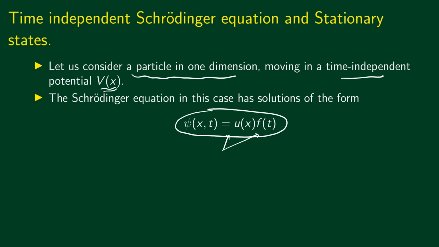So we are trying a solution of this form where the spatial dependence and the time dependence are separate. If we substitute this form of the solution into the Schrodinger equation, we'll see that the equations nicely separate into two different equations: one differential equation with respect to time and another differential equation involving derivatives with respect to space. Now we'll see that this can happen only if V of x does not depend on time.